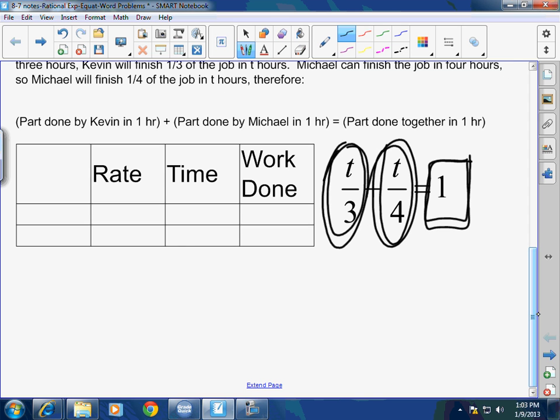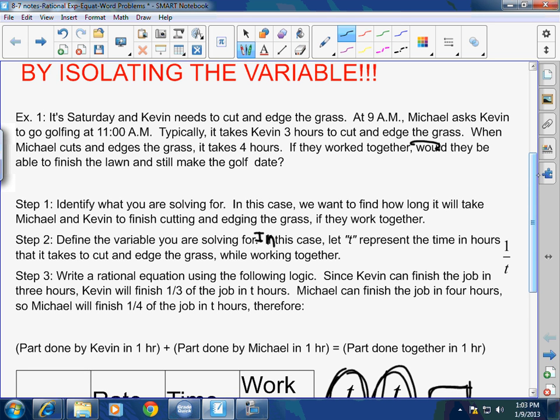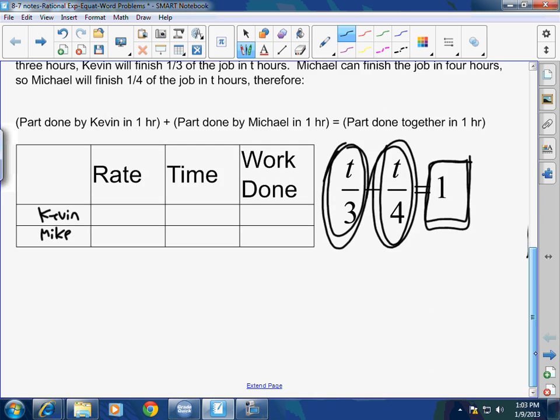So let's use our table, my brothers. We've got Kevin and we've got Michael. They told us from the beginning that it takes Kevin 3 hours to cut and edge the grass. Kevin's 3 hours. So that's how I came up with the rate for Kevin is 1/3. Because in total it takes him 3 hours, then in 1 hour he'll do 1/3 of the job. Does that make sense? Promise?